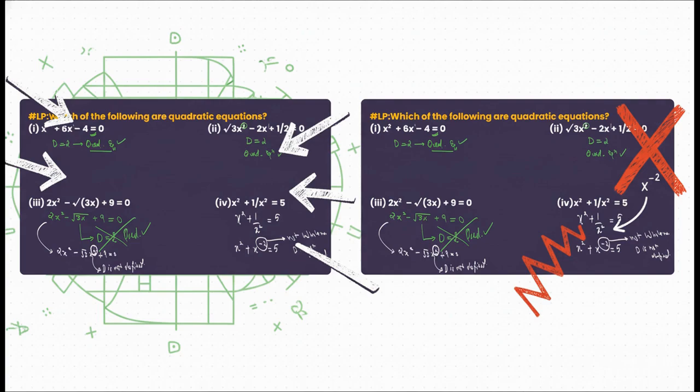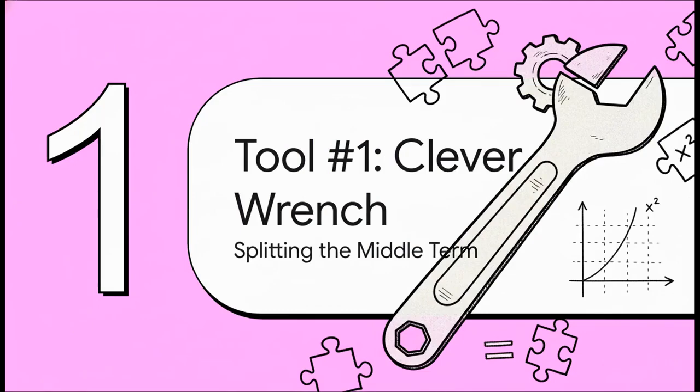Classic. But now look at the one on the right. That's an imposter. See that 1 over x squared? That's technically x to the power of -2, and that breaks the rule. So the big takeaway here? The powers of x have to be nice, positive whole numbers. No fractions, no negatives. All right, puzzle identified. We know what we're dealing with, so it's time to open up that toolbox.